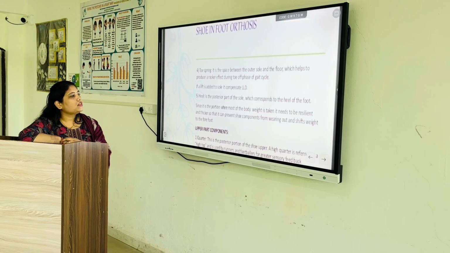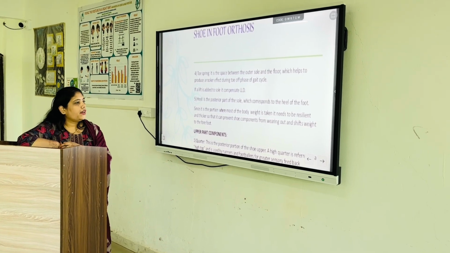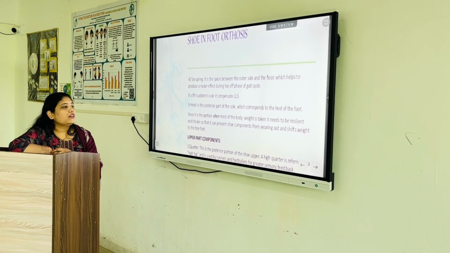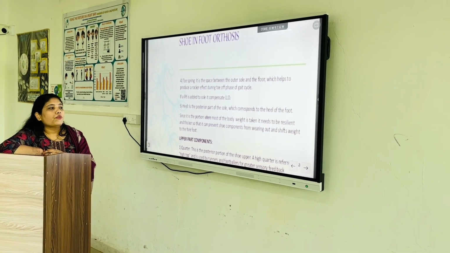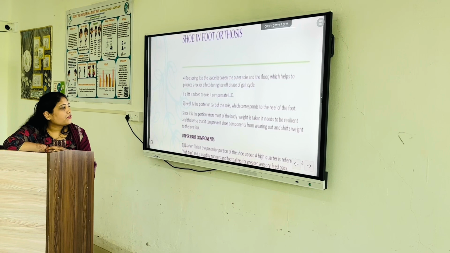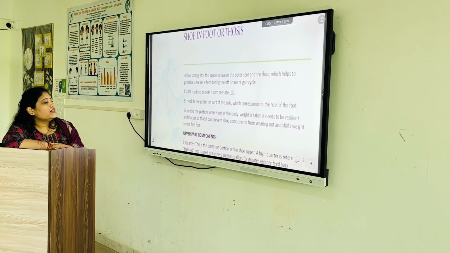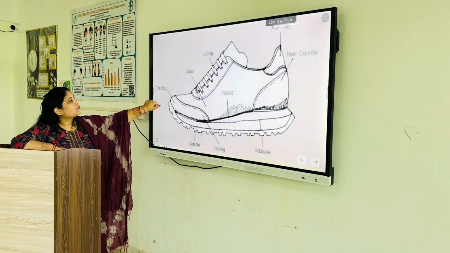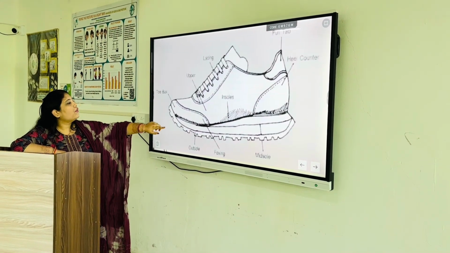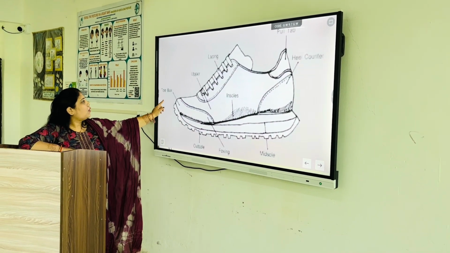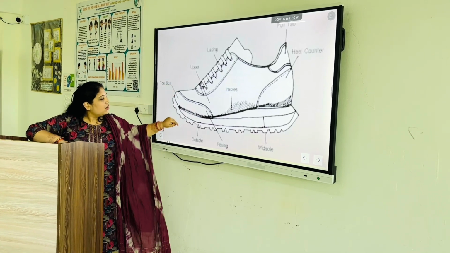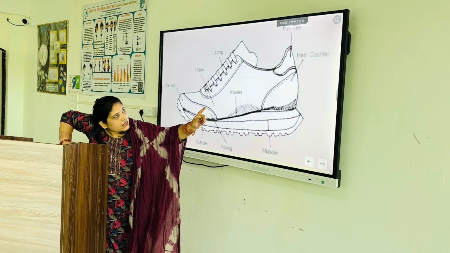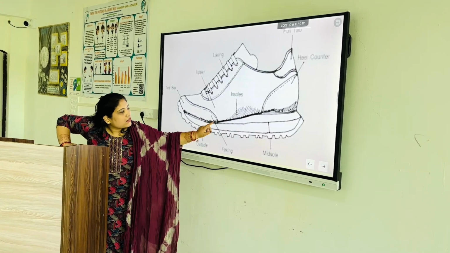Since it is the portion where most of the body weight is taken, it needs to be resilient and thicker so that it can prevent shoe components from wearing out and shift weight to the forefoot. Upper part components are, first one, the quarter. This is the structure of the shoe: toe box, upper and lacing, outsole, foxing, midsole, and shoe counter.